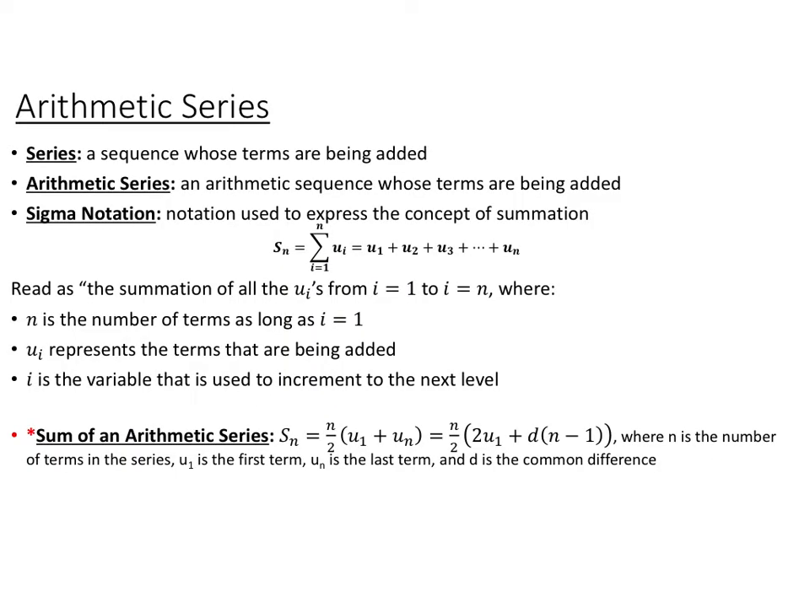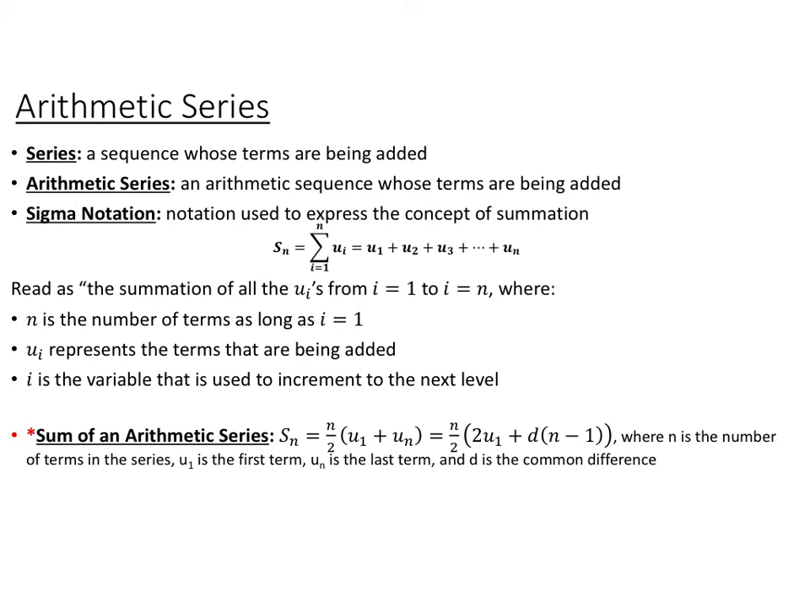Here are some notes on arithmetic series. I would pause the video and write down these notes. A series is a sequence whose terms are being added, so therefore an arithmetic series is an arithmetic sequence whose terms are being added. This is sigma notation. It represents adding up, or the concept of summation. So this is the capital Greek letter sigma. We also use this S sub n to represent series or summation.